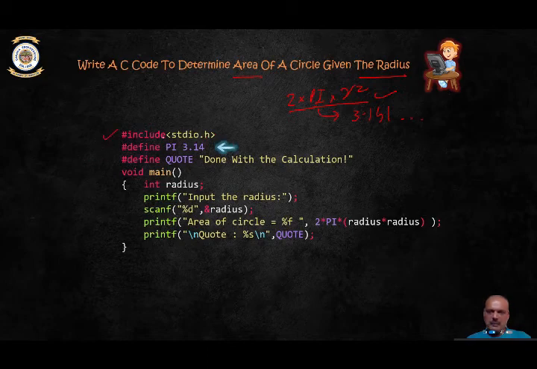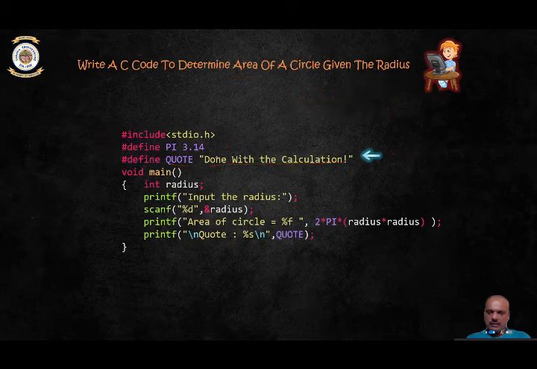So first I have my preprocessor directive #include stdio.h, and then I have two macros defined. Both of them are constants. I use #define PI 3.14. So PI basically stands for 3.14. That is what I am telling the compiler. And the next macro is also a constant, QUOTE, which I associate with a string. So I have two macros, one is a numeric value, the other one is a string value.